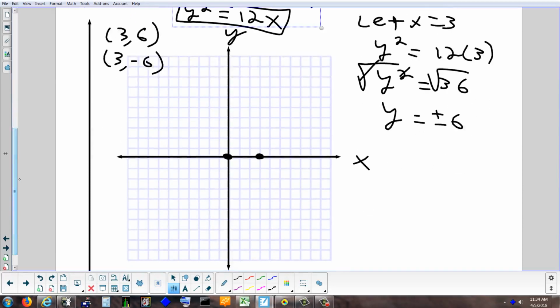So now graph (3, 6). (3, 6), (3, negative 6). And there's my parabola.